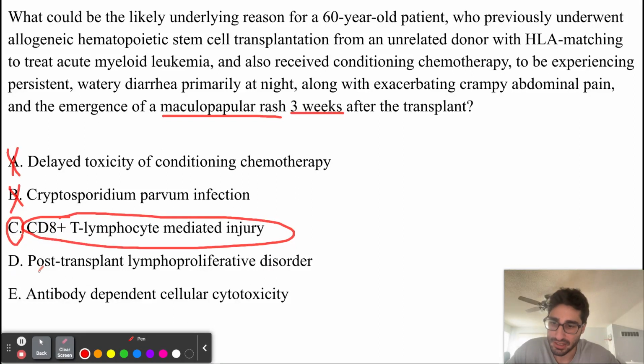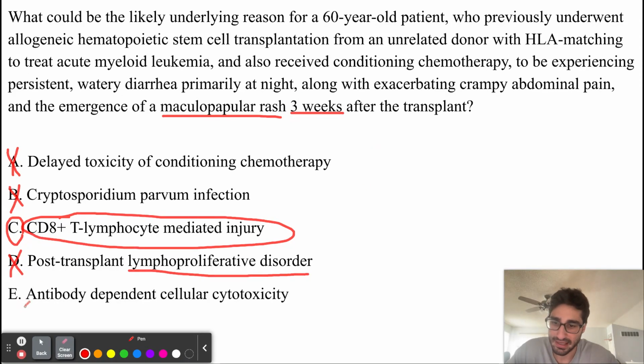Now, answer choice D is post-transplant lymphoproliferative disorder. This is also going to be incorrect, although patients who receive transplants are going to be at a higher risk of developing lymphomas later on, but this is going to occur years later, usually not in 3 weeks.